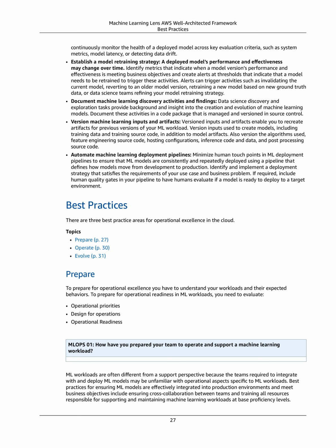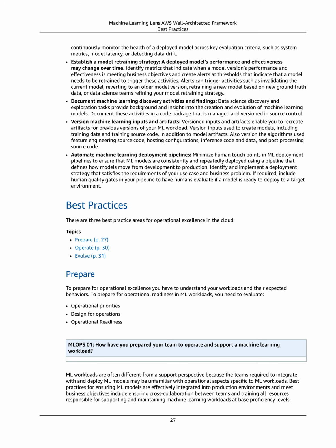A deployed model's performance and effectiveness may change over time. Identify metrics that indicate when a model version's performance and effectiveness is meeting business objectives and create alerts at thresholds that indicate that a model needs to be retrained to trigger these activities. Alerts can trigger activities such as invalidating the current model, reverting to an older model version, retraining a new model based on new ground truth data, or data science teams refining your model retraining strategy. Document machine learning discovery activities and findings. Data science discovery and exploration tasks provide background and insight into the creation and evolution of machine learning models. Document these activities in a code package that is managed and versioned in source control.